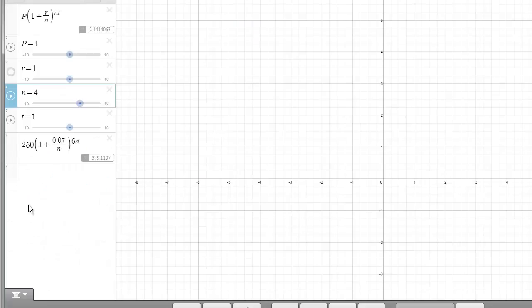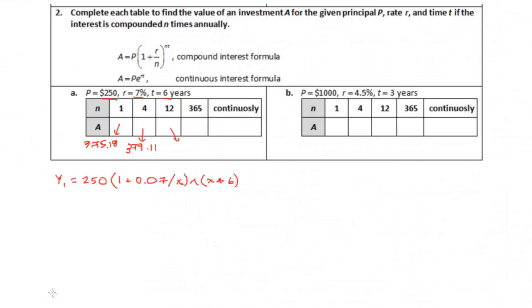So now we're going to change n to 12. And you can do this on your calculator in several ways. You could look at the table to change the values of x. I'm changing n here to 12. Now we have $380.03, which is $380 and 3 cents. And then for 365, compounded daily, we'll do that.